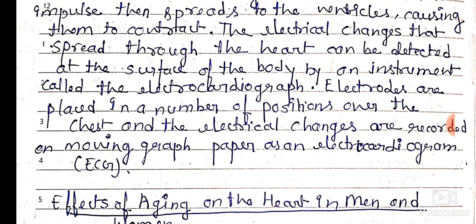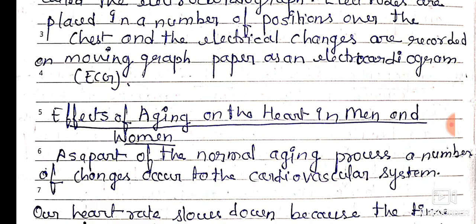The electrical changes that spread through the heart can be detected at the surface of the body by an instrument called the electrocardiograph. Electrodes are placed in a number of positions over the chest and the electrical changes are recorded on moving graph paper as an electrocardiogram, ECG.